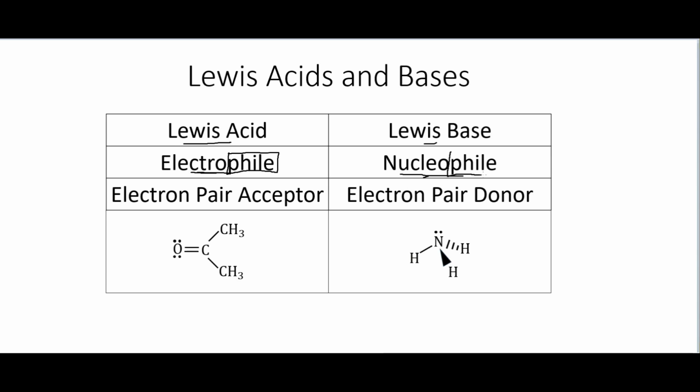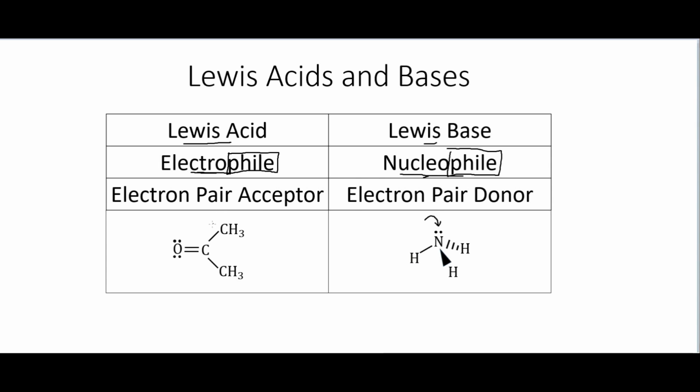So they have this "phile" here. An electrophile is something that loves electrons, and a nucleophile is something that loves nuclei. What that means is that the nucleophile, which is always going to have this lone pair of electrons here, this lone pair wants to find a nucleus, and so it's a nucleophile because it's always searching for a nucleus.